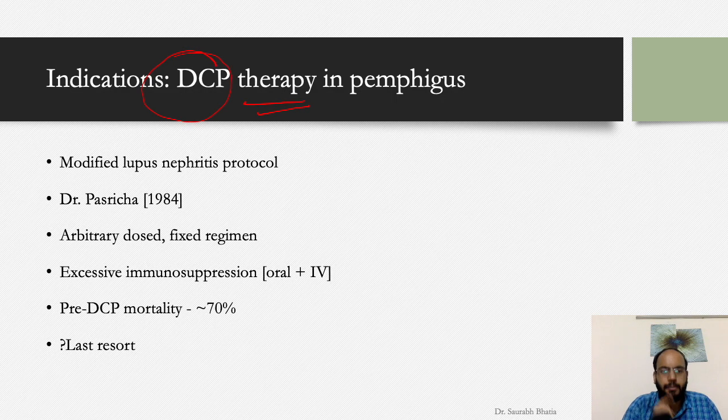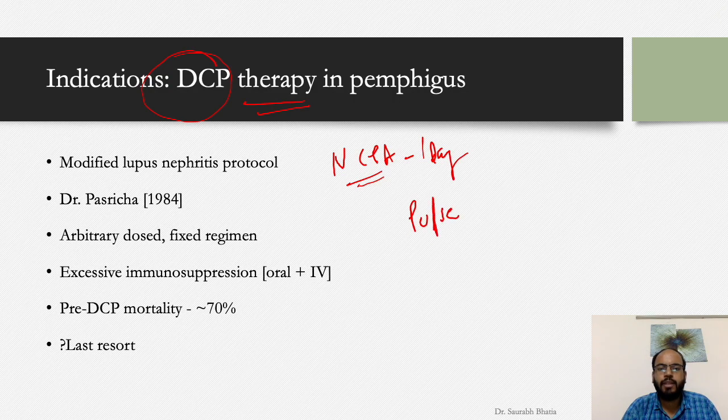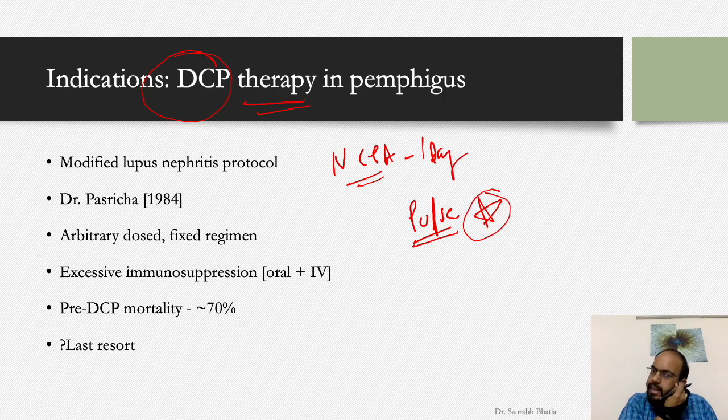So, DCP therapy in Pemphigus. Now, initially, cyclophosphamide therapy was started with IV cyclophosphamide therapy. This was a one-day pulse given for control of lupus nephritis. Now, what exactly is pulse? That's a good viva question. Pulse is the administration of suprapharmacological doses of drugs in an intermittent manner.